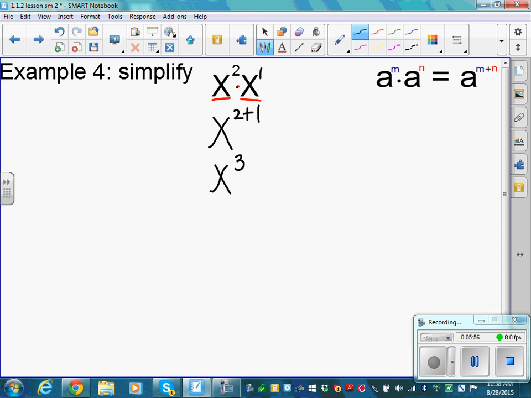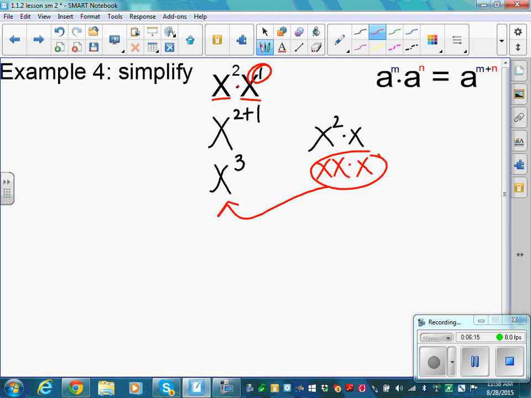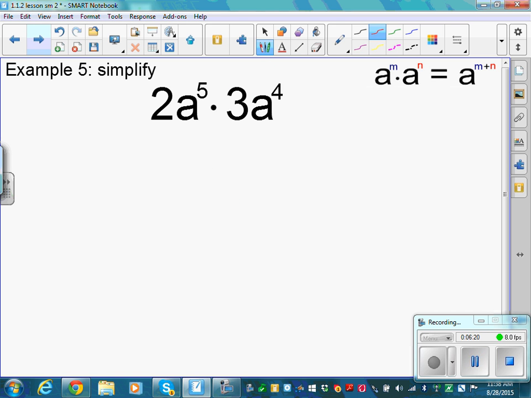Now that makes sense, right? I'm just saying this is why it makes sense. If we have x squared times x, that would be the same thing as having an x and an x for x squared, and then times x, and that leaves us with 3 x's. But just keep that in mind, okay? So it makes sense. But just be really careful, because guys, the most common mistake is right there. People forget that there's a 1 there, and they don't count it.